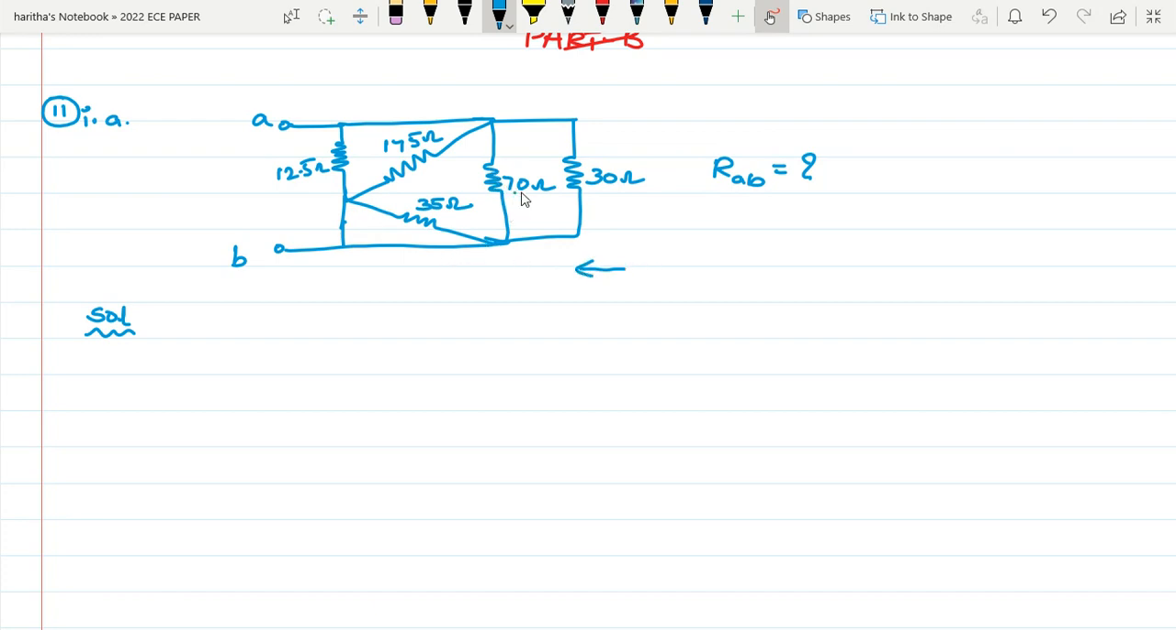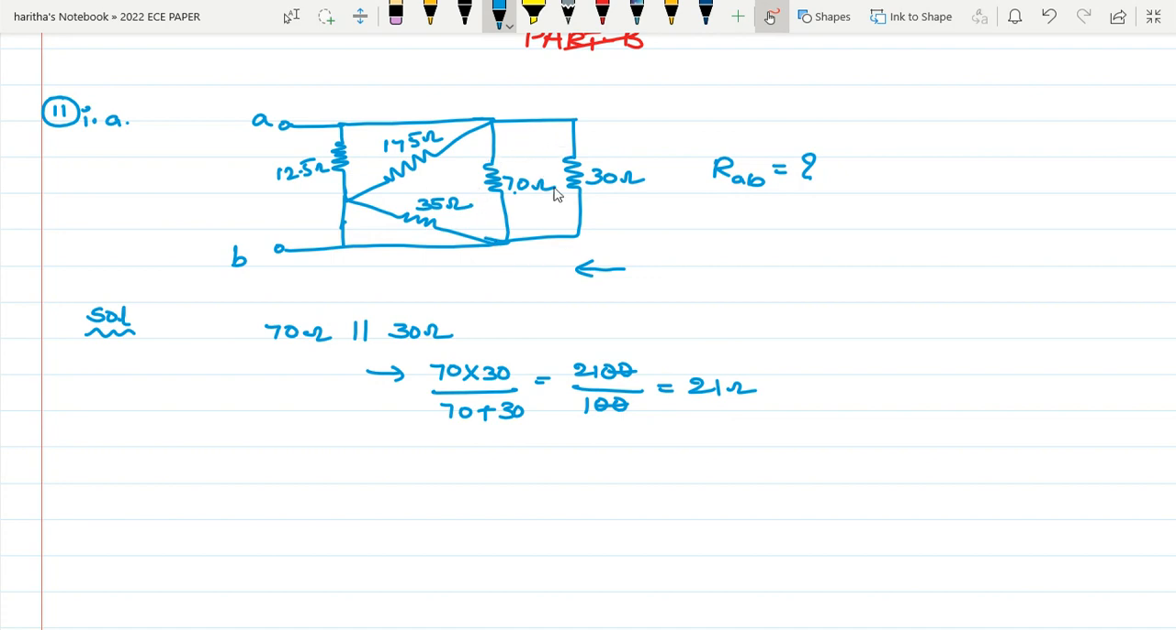See, if you look at 70 ohm and 30 ohm, those two are in parallel. 70 ohm parallel with 30 ohms. Parallel combination equivalent resistance means 70 into 30 by 70 plus 30. It is 210 by 100. So get cancelled, then equivalent resistance is 21 ohm.